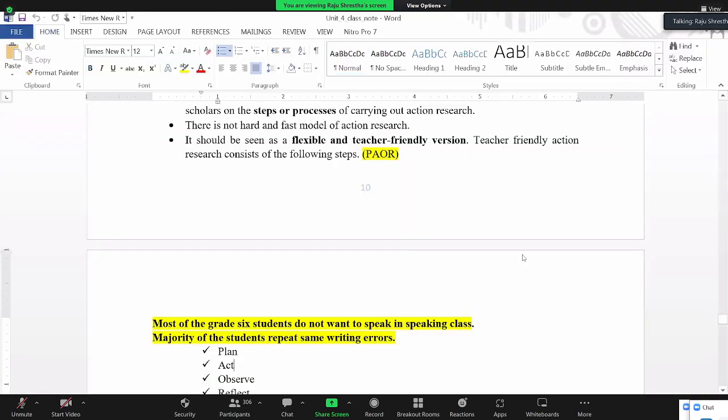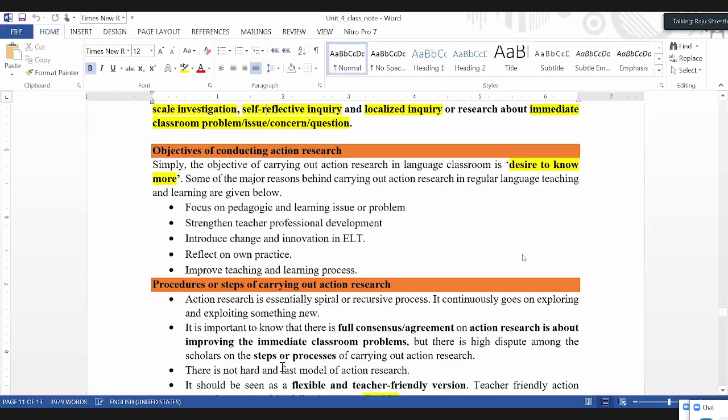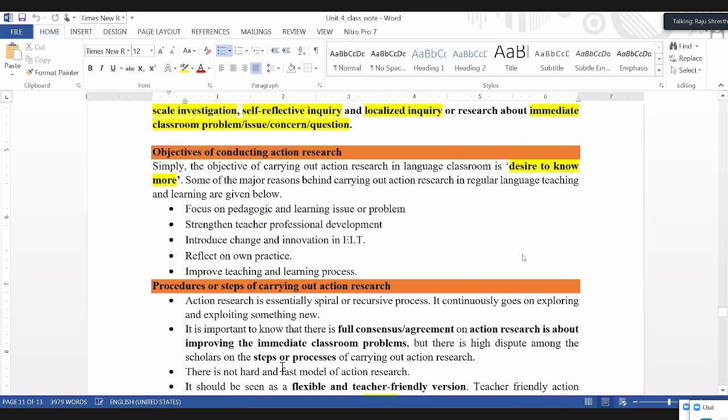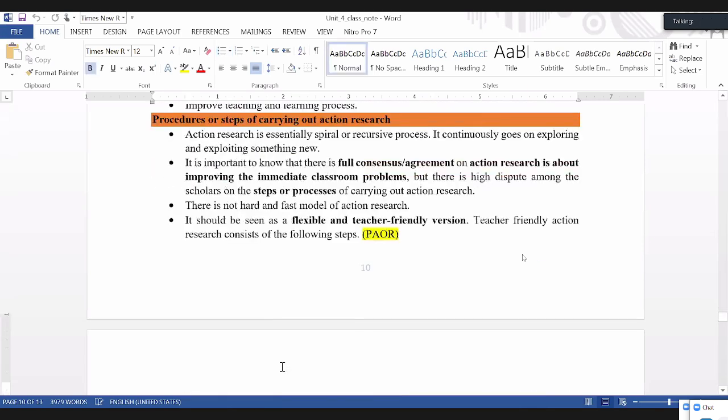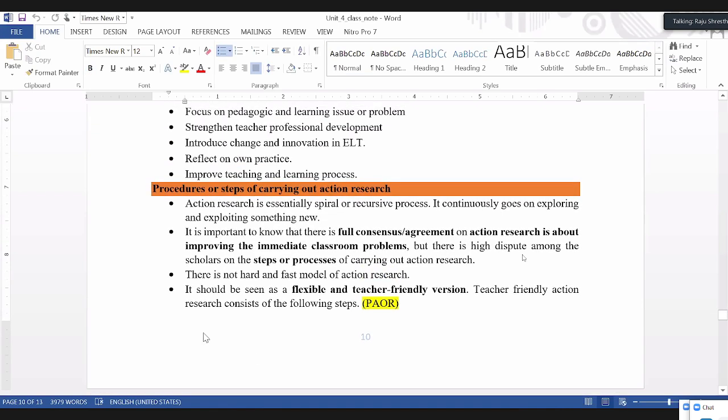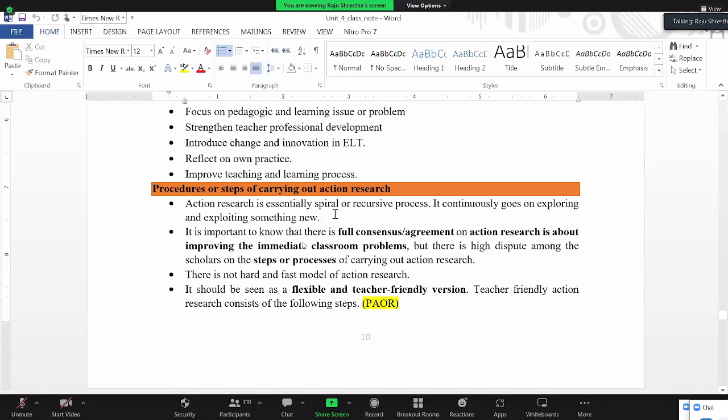Okay, you can write one question. I think yesterday we were discussing action research objectives. We discussed steps also. Action research is essentially a spiral process or recursive process. It continuously goes on exploring and exploiting something new.